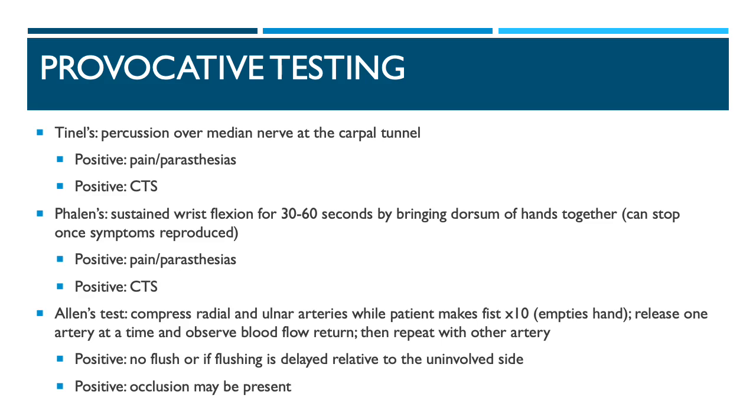Phelan's test involves sustained wrist flexion for 30 to 60 seconds by bringing the dorsum of the hands together. So you can stop once the symptoms are reproduced, though you don't have to keep going. Positive tests would be pain and paresthesias in the median nerve distribution in the fingers and indicate CTS. Allen's test, we went over that already, so we're not going to do that again.